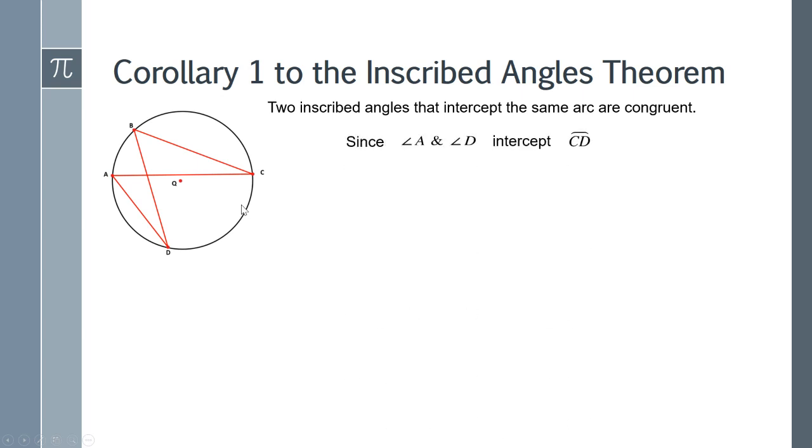All right, so see angle A and angle B intercept arc CD. So then angle A equals angle B, or is congruent to.